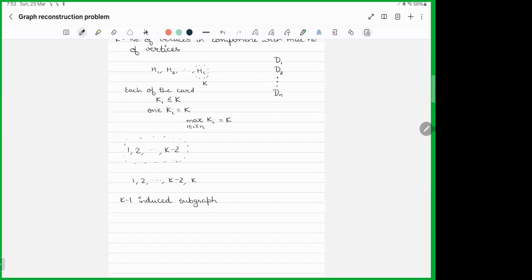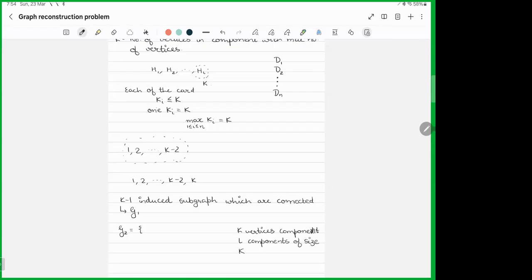So we will look at all the k minus 1 induced subgraphs which are connected. Let all these cards be collected in G1, and let G2 be a set constructed as follows: I'm looking at all the k-vertex components, deleting one of the vertices from them, and putting that in G2. So suppose there are L components of size k.